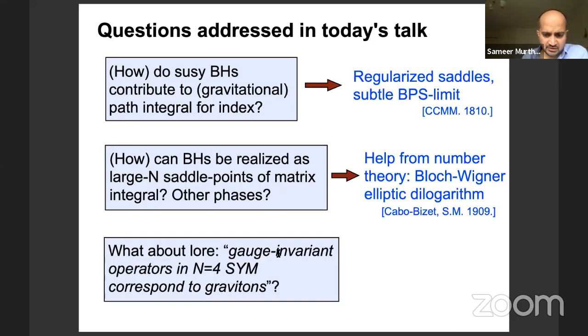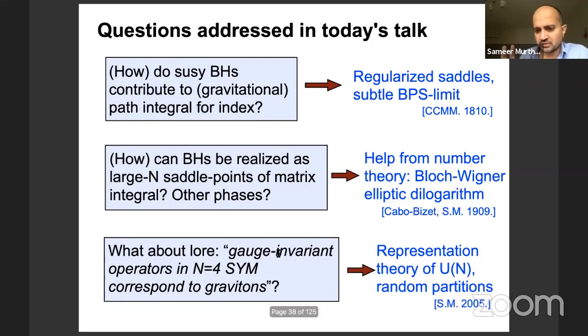And finally, I want to discuss this puzzle which came after the original puzzle that was posed, namely that there's this lore that gauge invariant operators are gravitons, so how can they be black holes? This has a very nice answer using the representation theory of U(N), which is a paper I wrote in May, and I'll discuss this at the end. All right, so let me pause for questions, because now I'm going to start with the three questions in turn.